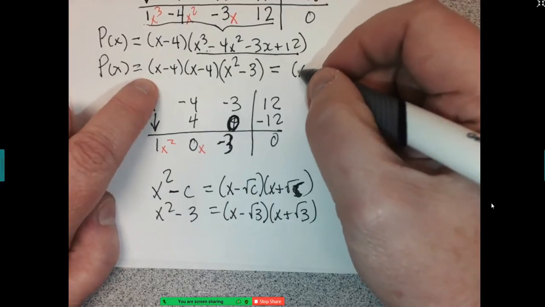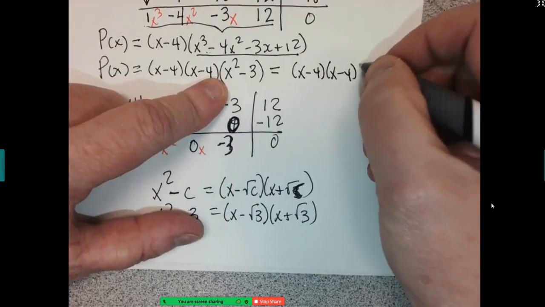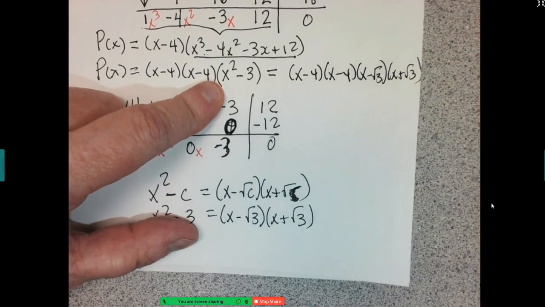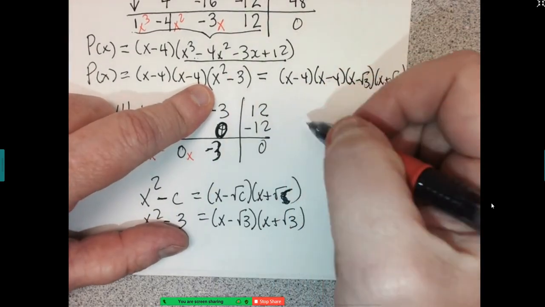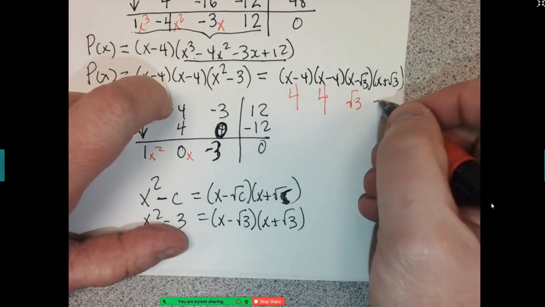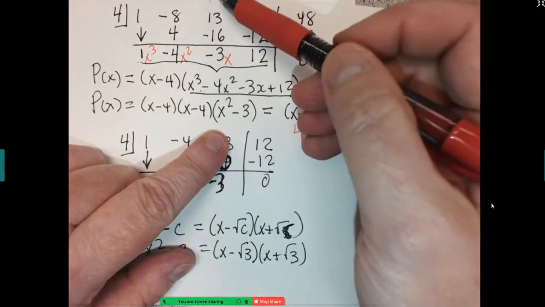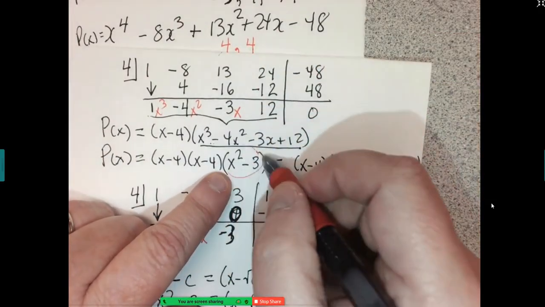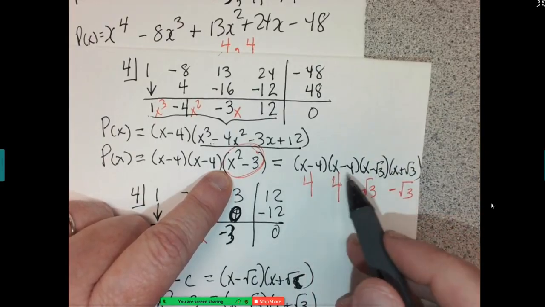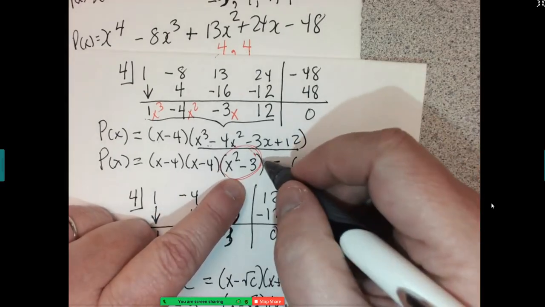So P of x is x minus 4 times x minus 4. And then this will give me x minus the square root of 3 times x plus the square root of 3. When I have it factored like this, I can see what all the zeros are. 4, 4, square root of 3, and the negative of the square root of 3. If you were just going to find the zeros, you have 4 and 4, and then to find the zeros of that, you could have just put it equal to 0. So this is the kind of thing if you're asked for factorization. Okay, it helps when you factor it to see what the zeros are.